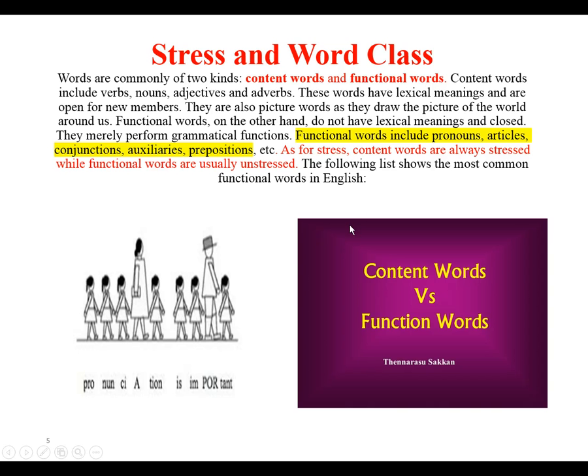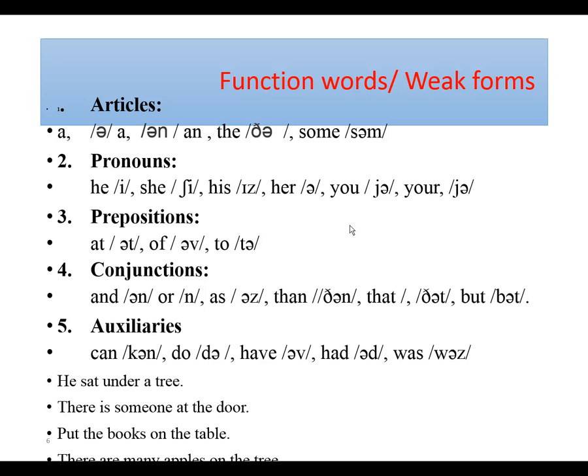Please pay attention to this rule and try to apply it. Okay. Let's look at function words here. These are some of the function words. As you see, they are called weak forms, and they are transcribed with schwas, and they are said with the least amount of energy, and they are said very rapidly.